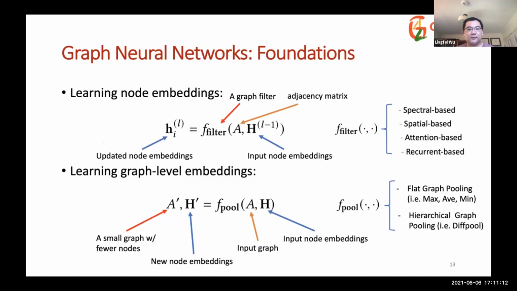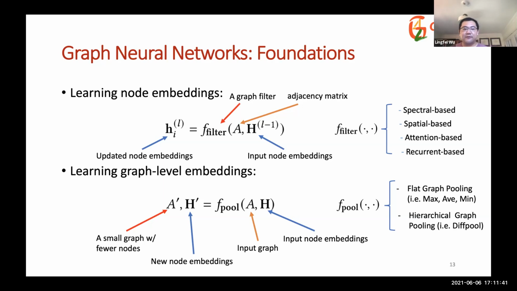Now let's talk about the foundations of graph neural nets. Here we'll talk about two parts: one is how to learn node embeddings, the other is how to learn graph-level embeddings. The learning process of the node embedding is essentially to take a graph input, where A is the adjacency matrix, and the input node embedding, and then generate an updated node embedding. This learning process is also called graph filtering.